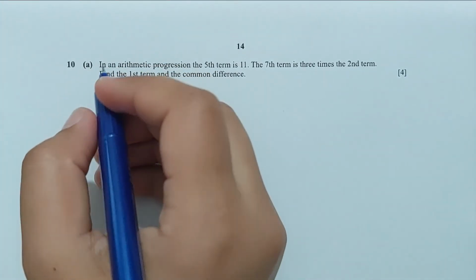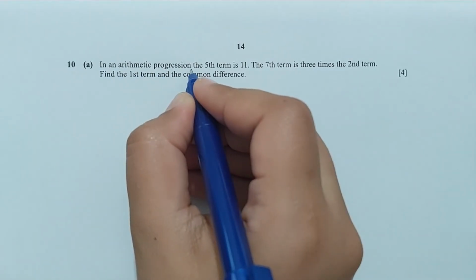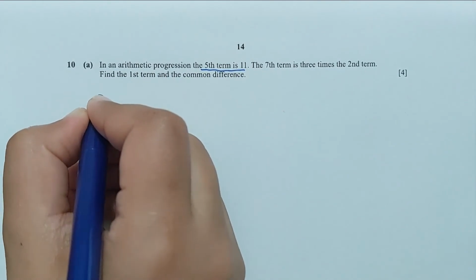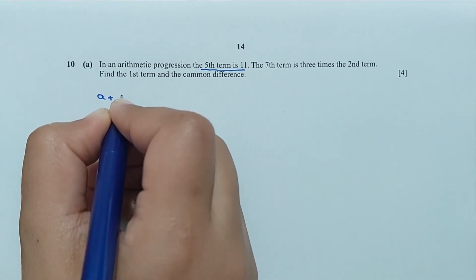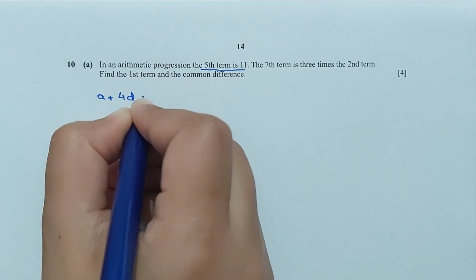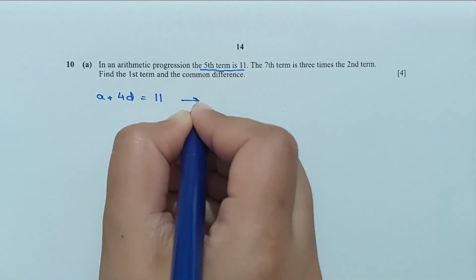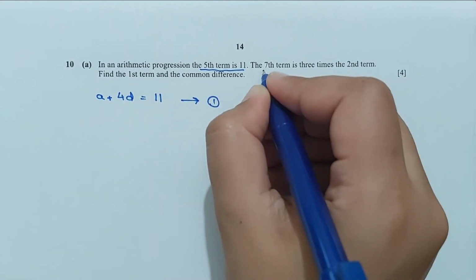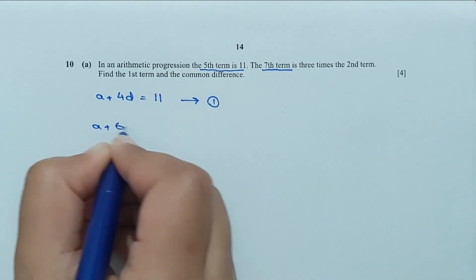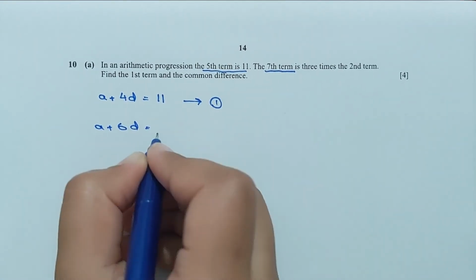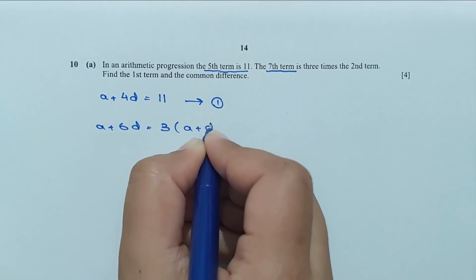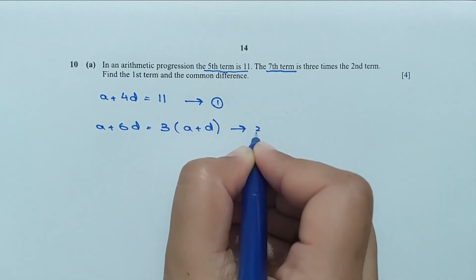Question number 10, part A. In an arithmetic progression, the fifth term is 11. So the fifth term is a plus (n minus 1)d, which is a plus 4d, equals 11. This is my first equation. And the seventh term is a plus 6d. This is 3 times the second term, which is a plus d. This is my second equation.